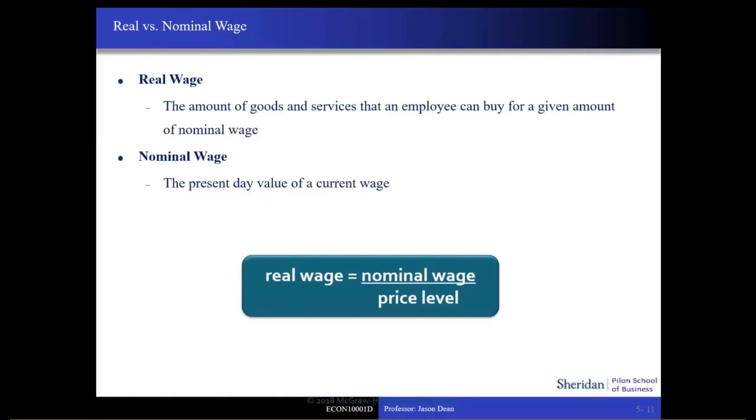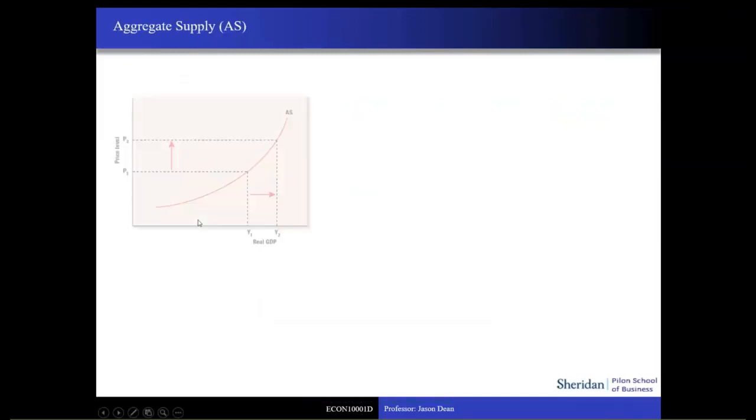So your nominal wage right now is just whatever you're getting paid. You know, if you're making $20 an hour, you're getting paid $20 an hour. That's your wage. The real wage would take that and divide it by the price level. And then that gives you a sense of how much you can buy with that wage. So if we're thinking of the aggregate supply curve, I think of it as upward sloping. And so when we draw a curve that's upward sloping in the price level in real GDP space, we're saying that these two things move together.